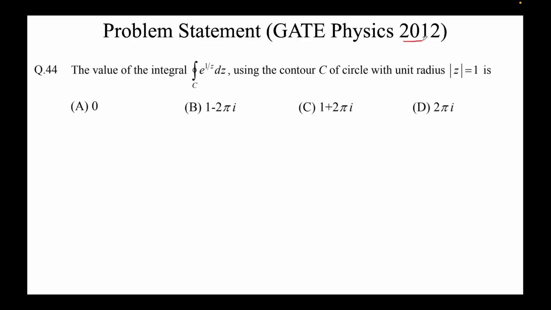The problem statement from GATE Physics 2012 reads as follows. The value of the integral of e raised to the power 1 by z dz over a contour C, where C is the contour of a circle with unit radius, mod z equal to 1. The value of the integral is. This is a multiple choice question with one correct answer, and we are required to find the correct one.